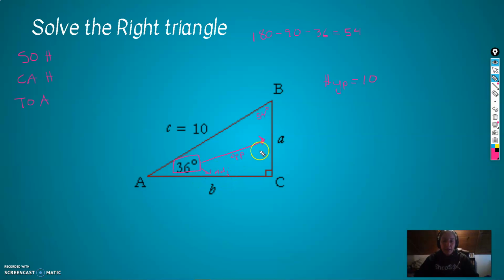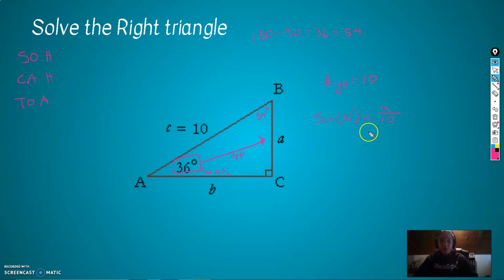So let's say I want to find A. A is the opposite side. Which one of my trig functions deals with an opposite side and a hypotenuse? Well, it's sine. Sine is opposite over hypotenuse, which means sine of 36 equals the opposite side, which is A, over the hypotenuse, which is 10.